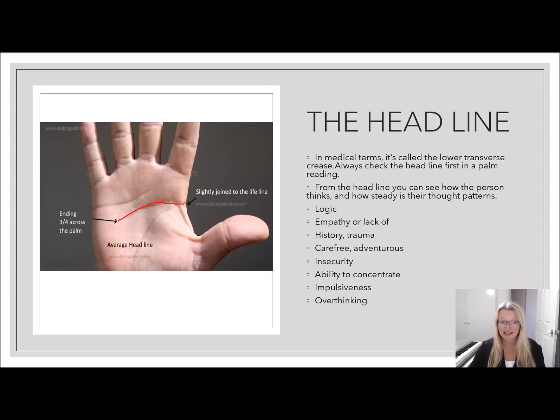And from the headline we can see if they are carefree and adventurous or whether they're more insecure. Also how well they can concentrate and whether they're impulsive or whether they overthink or whether they're quick thinkers and just get to the point kind of thing. So we're going to talk about all of those to do with the headline.